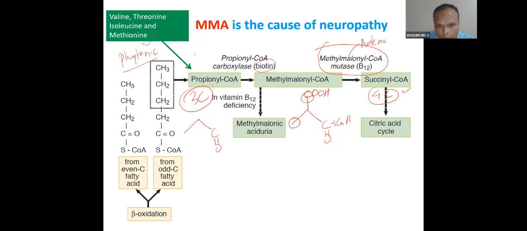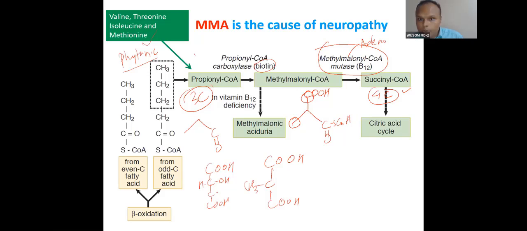Now there is a difference between malic and malonic. Malic is a 4 carbon dicarboxylic acid with an OH group. Malonic is 3 carbon dicarboxylic acid. Here a methyl group is added, so this is methylmalonic.